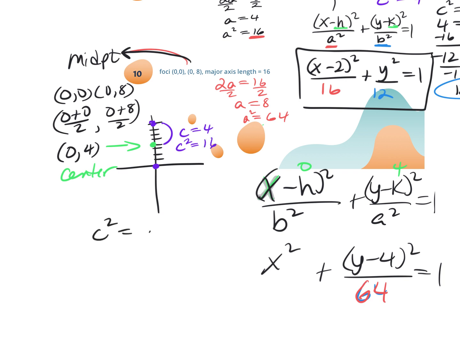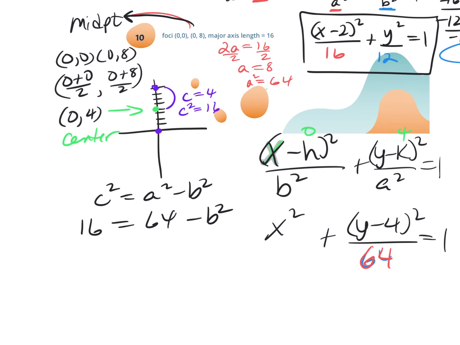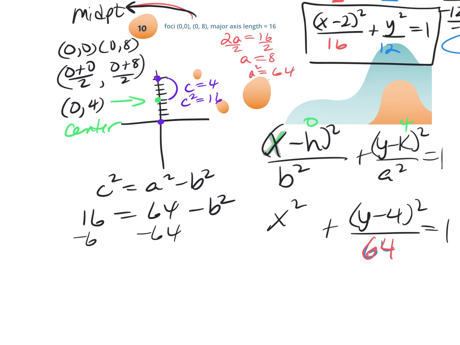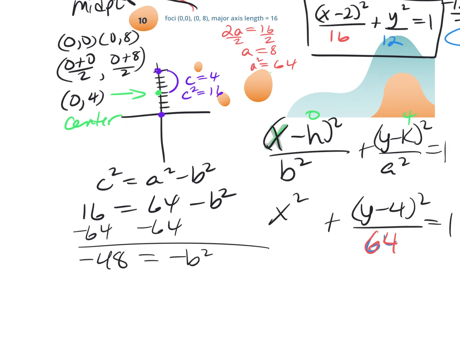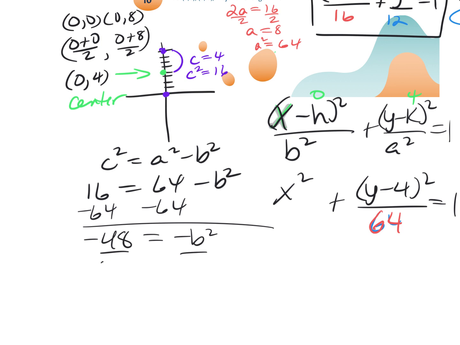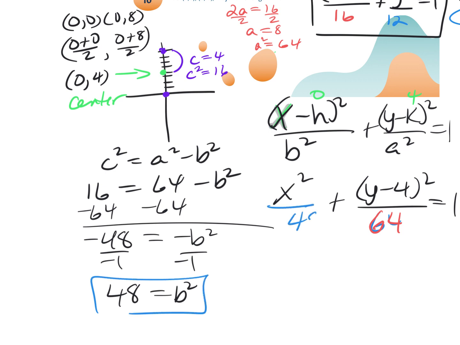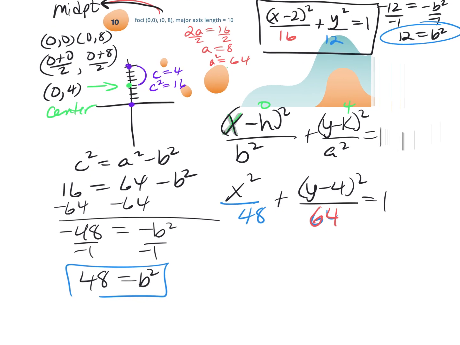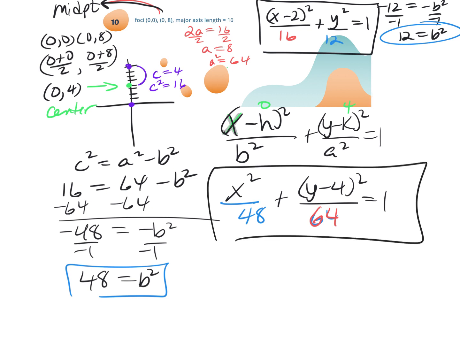So c squared equals a squared minus b squared. 16 equals 64 minus b squared. Subtract 64. Negative 48 equals negative b squared. Divide both sides by negative 1, and 48 equals b squared. So that's what I'll fill in underneath the x squared. So final answer, x squared over 48 plus y minus 4 squared over 64 equals 1.